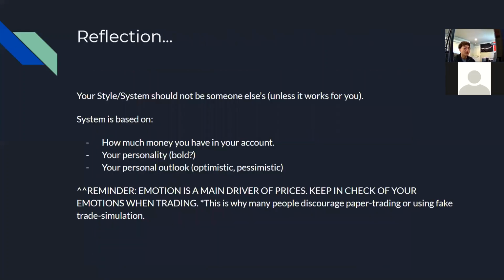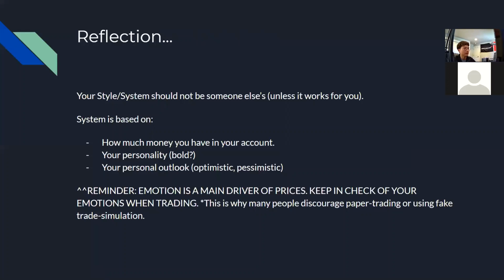All right, so just a reflection of your trading style and your system. It should not be someone else's. It should not be someone else you heard telling you how much money they made in their stock trading portfolio. It should really just be an aggregate reflection of who you are as a person, and also your level of frequency of using it, or of using your account.